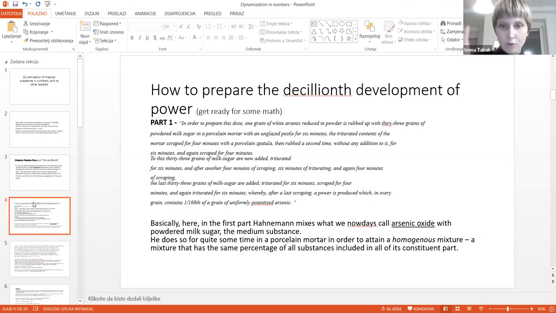And he takes 1 grain of white arsenic and he takes 33 grains of powdered milk sugar. This is a medium substance. So it's just there like a piece of paper for color, to use it metaphorically. So he takes the grain and then he rubs it, he mixes it, right? Yes. For quite some time. Doesn't matter how much, for a few minutes. If you want to know the exact amount of time, you can read later on. So he mixes it, then he adds another 33 grains, he mixes it, and then he adds another 33 grains.